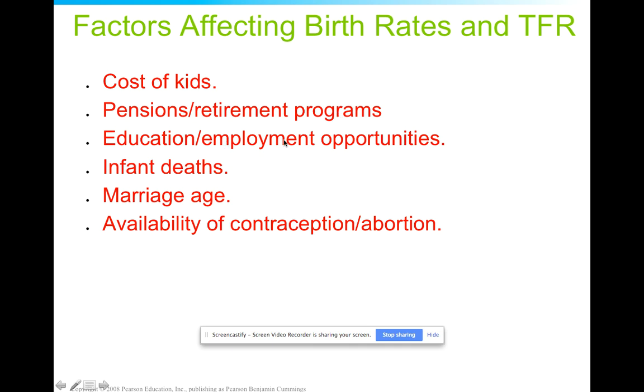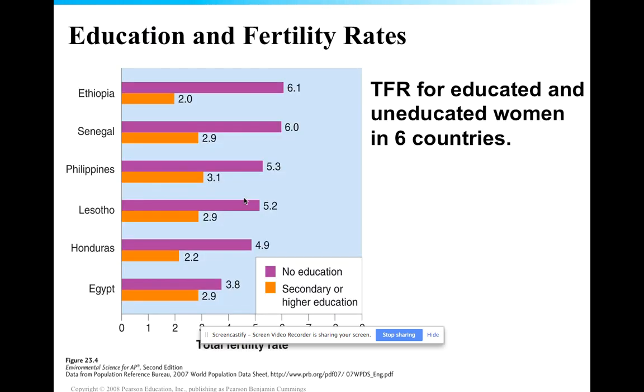Marriage age: if girls, specifically girls, get married as teenagers in some countries, then they're more likely to have kids early and to have more children. So these are all some things that you should be able to talk about, how these different factors affect TFR.